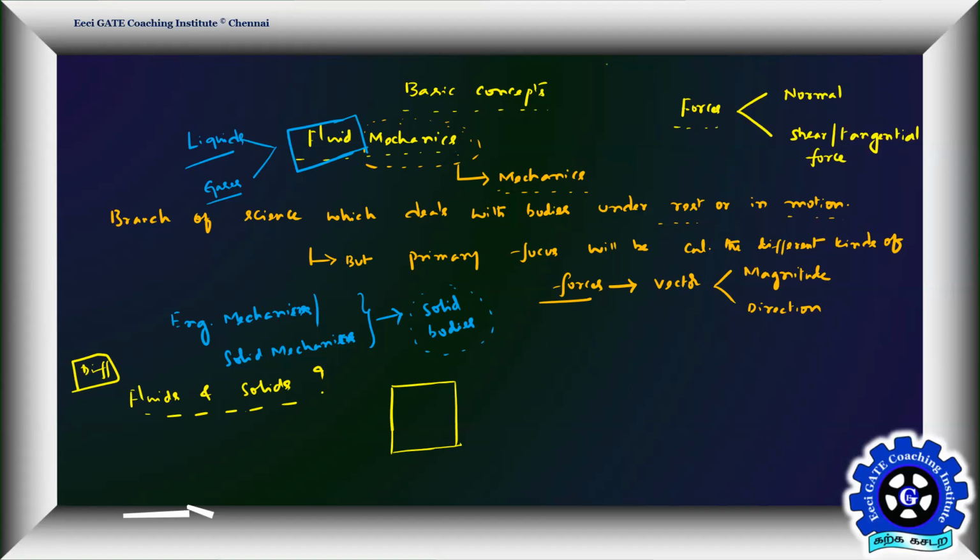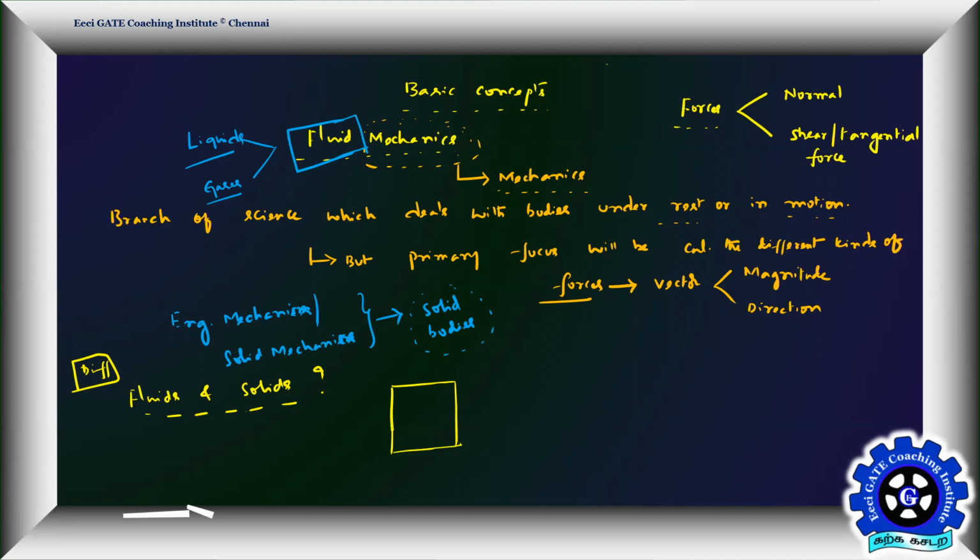So normal force means if a force is acted perpendicular to a given cross-sectional area, then that kind of load or force is called normal load or normal force. If a force is applied parallel to the cross-sectional area, that means it is trying to slide the body, or shear the body. That means one layer of the body is moving relative to the other. Then that kind of load is called shear or tangential force.